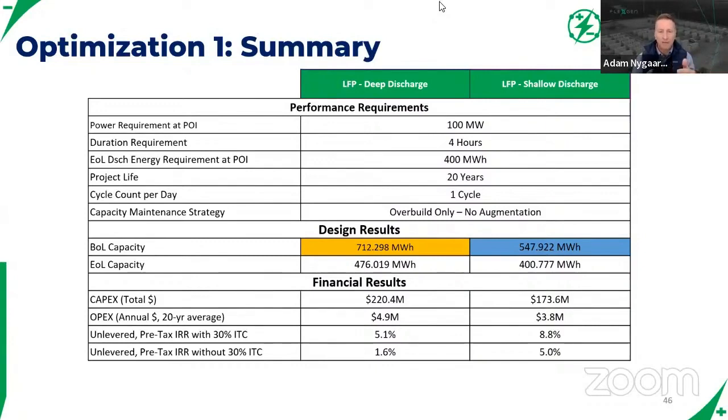You have to have that sort of sensitivity and information. This gives you the information of what is really more of a best case scenario versus a worst case scenario from a usage standpoint. So hopefully that's helpful in shedding some light on the difference between deep discharge and shallow discharge.